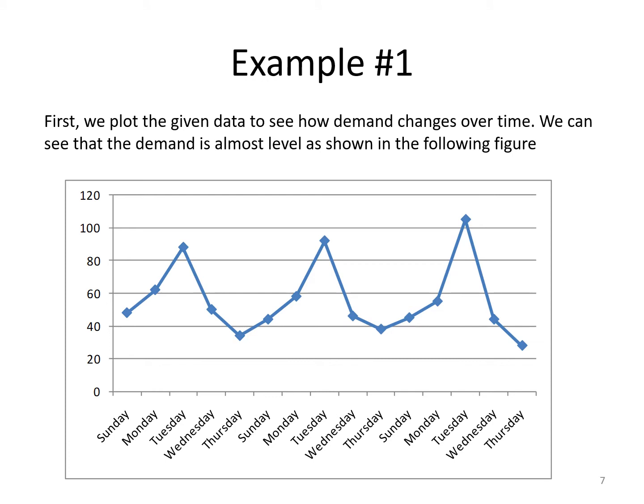As mentioned in the previous lecture, it's very important to plot the data to see how the demand changes over time. Now, as you can see here, we can easily notice that the demand exhibits seasonality very clearly. On Sunday, the demand is low, it starts to increase, reaches its peak on Tuesday, and then goes down again, and then we have a repeating cycle.